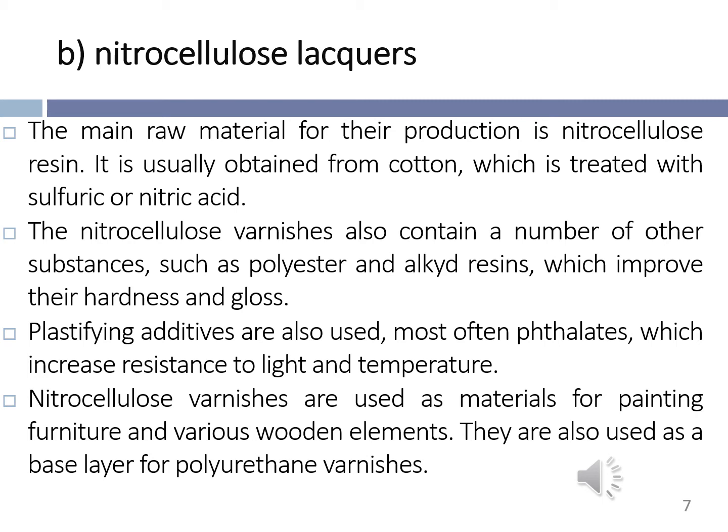The nitrocellulose varnishes also contain a number of other substances such as polyester and alkyd resin, which improve their hardness and gloss. There are a variety of other materials which are used in the production of nitrocellulose varnishes.